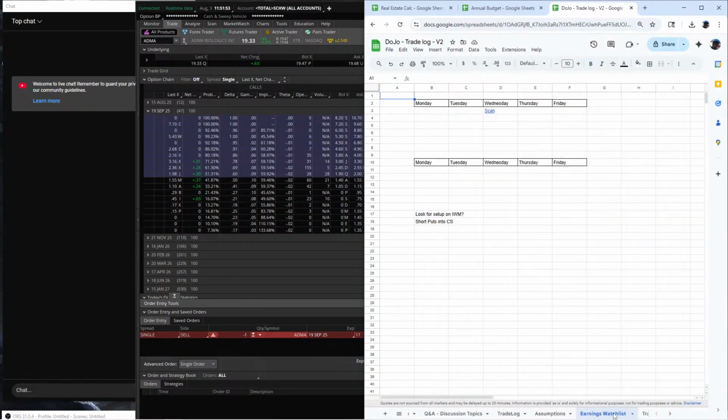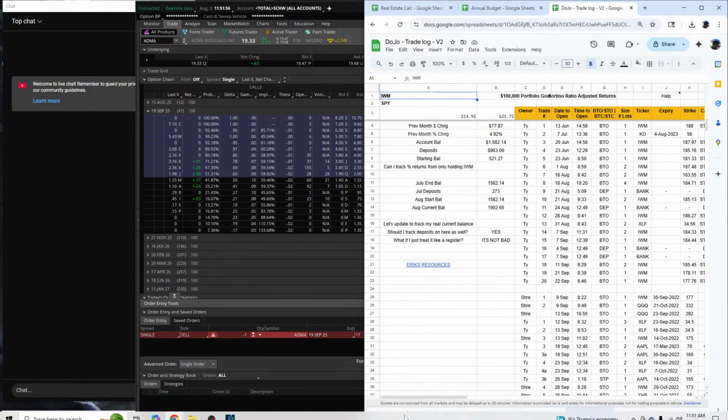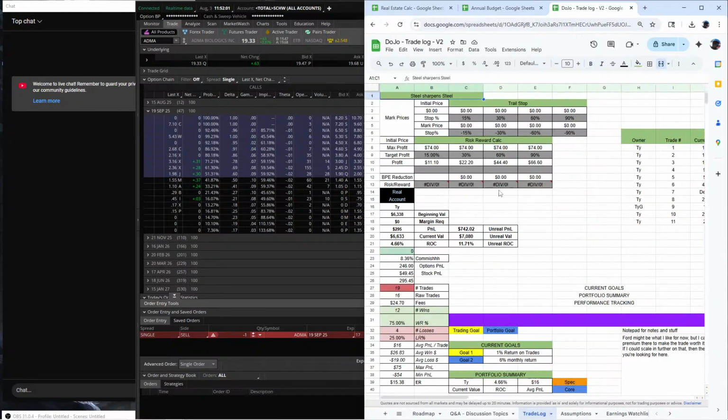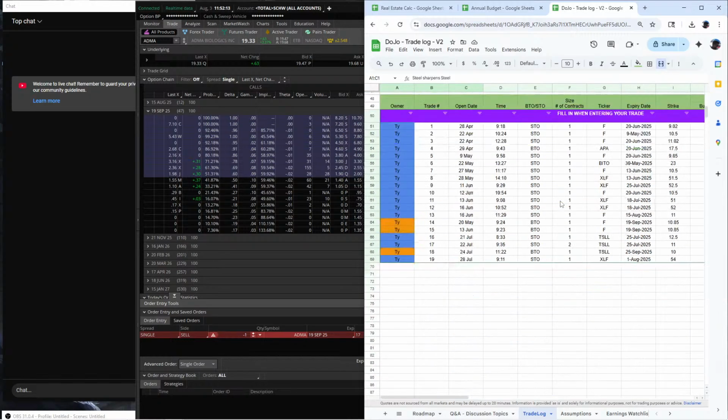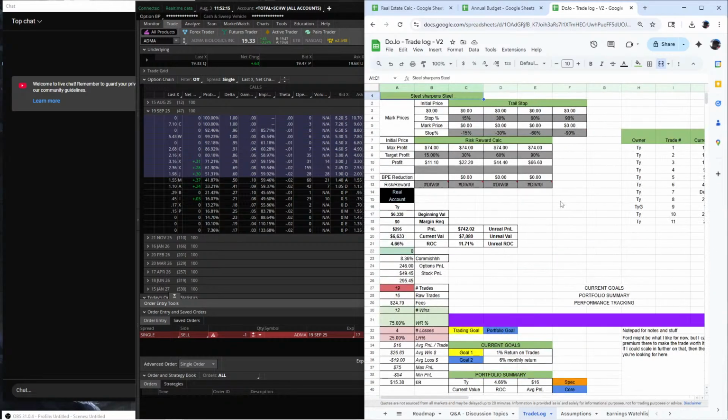Whoa, it's not necessarily what I'm looking for. That sucks that I actually don't have a risk and reward calculator on here when I should. So let's make this really quick. Risk reward calc. So this is going to be our buying power effect. This is going to be credit received.